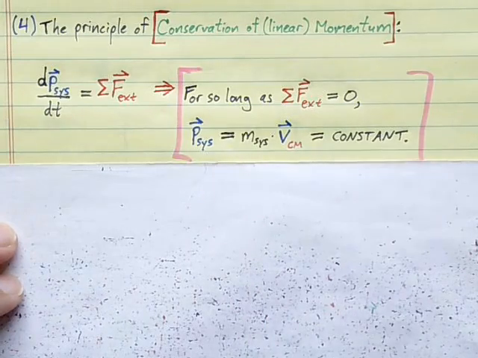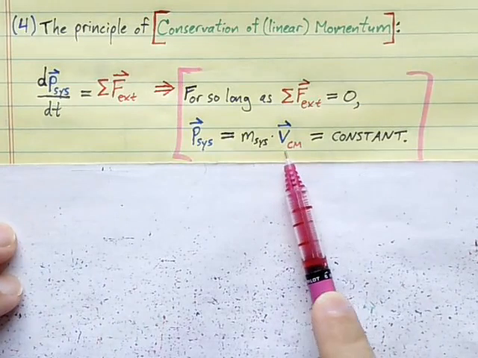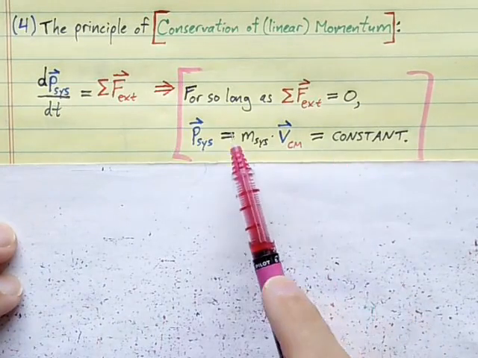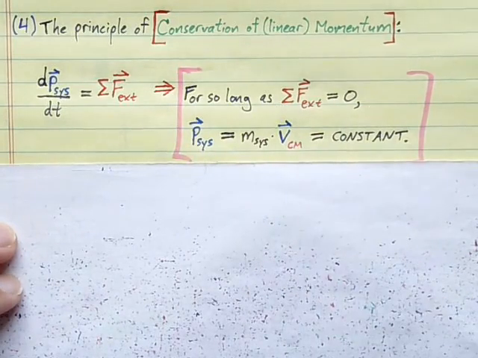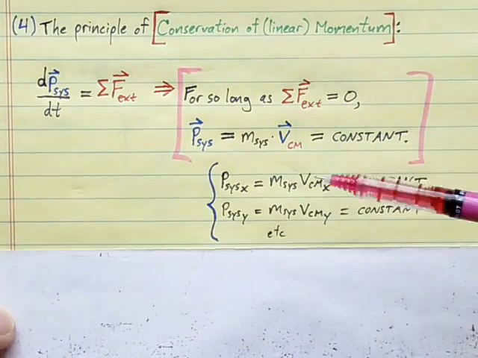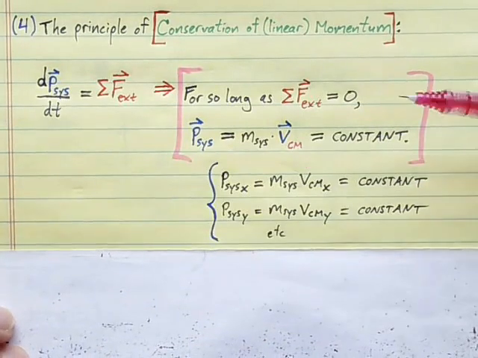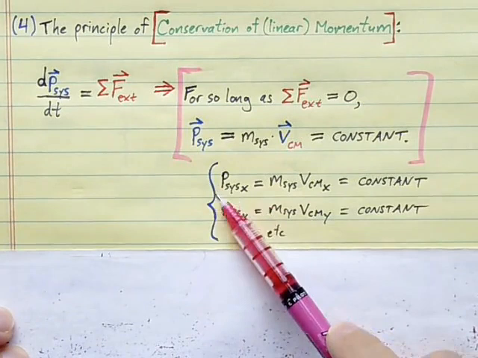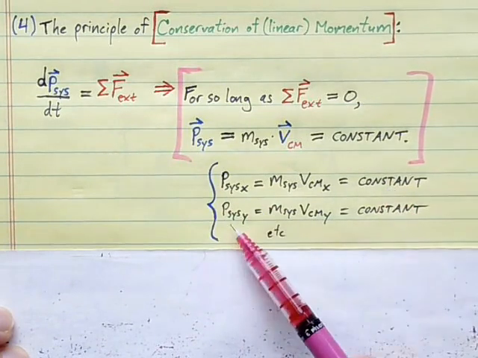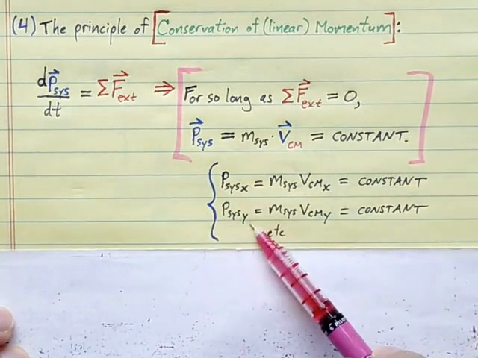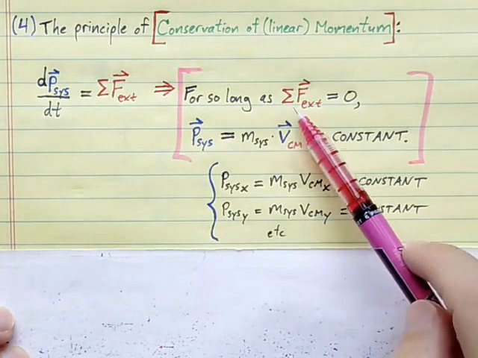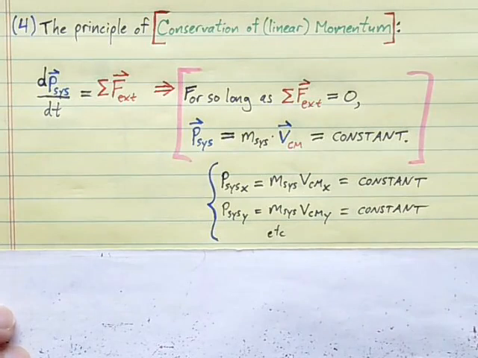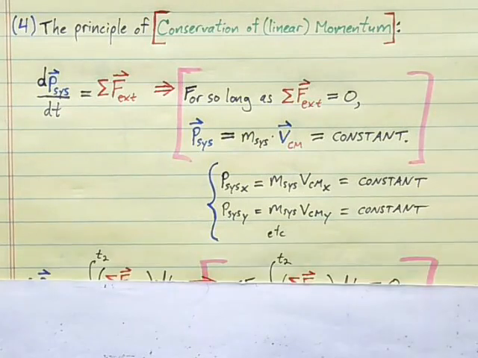Also telling us that the velocity of the center of mass would be constant throughout any time interval during which this is true. Since this is a vector equation, it's telling us that the x component of the momentum of the system would be constant, and separately the y component of the momentum of the system would be constant throughout any time interval during which the net external force vanishes. That's one way to represent our conservation law.